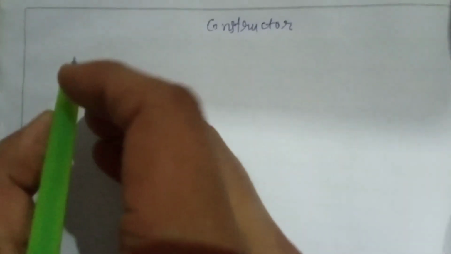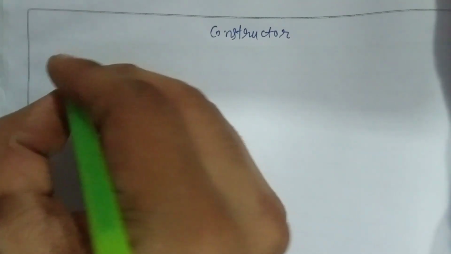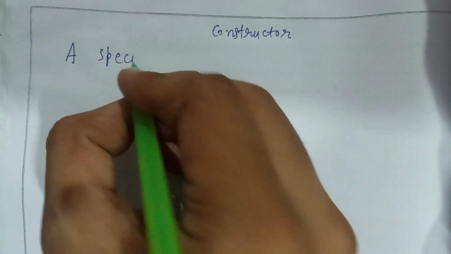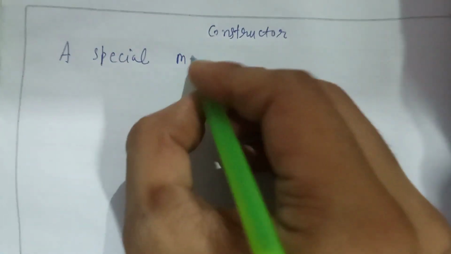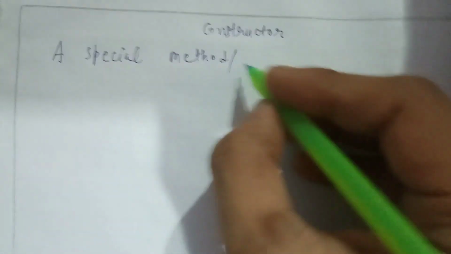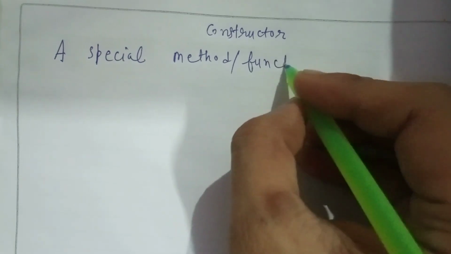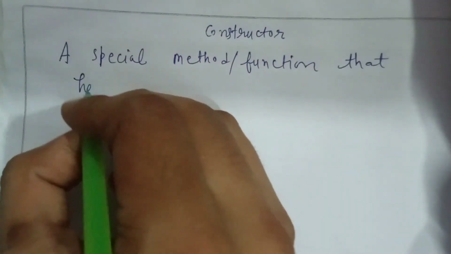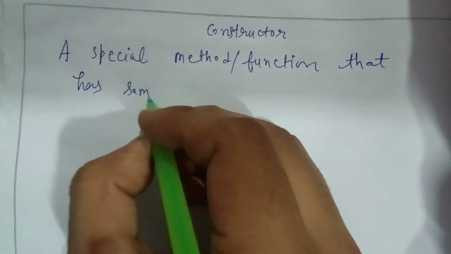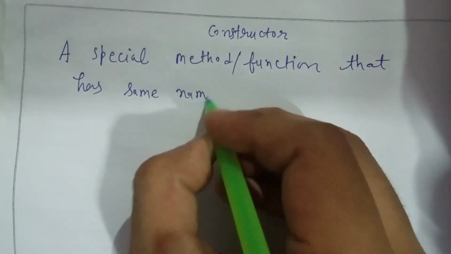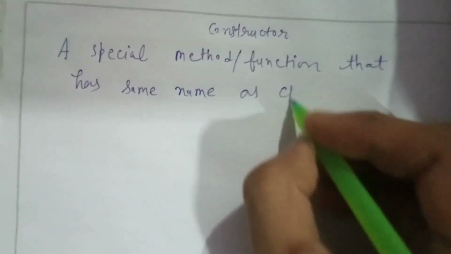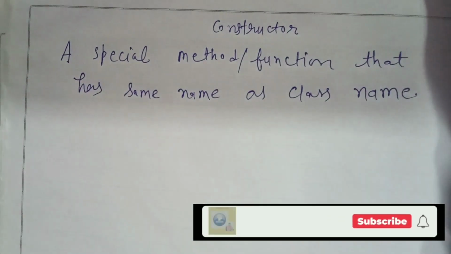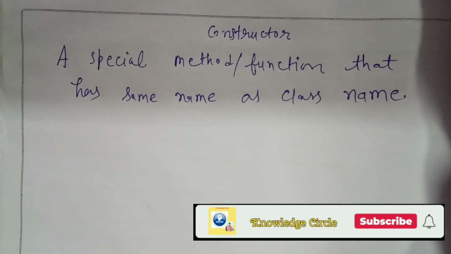The constructor means a special function. So I am writing here the definition: a special method or function that has same name as class name. Okay, so what is constructor? It is a special method that has same name as class name.